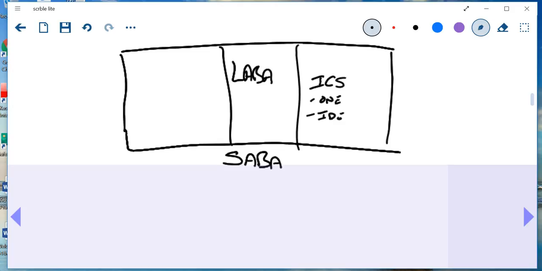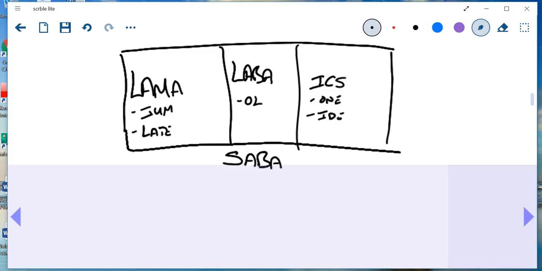In the middle, we'll have our LABAs, long-acting beta agonists. Whether they're long-acting or short-acting, they're going to end in OL. And then over here, we're going to have our muscarinic antagonists, or long-acting muscarinic antagonists, or anticholinergics, which end in IUM. And then don't forget about glycopyrrolate, LATE.